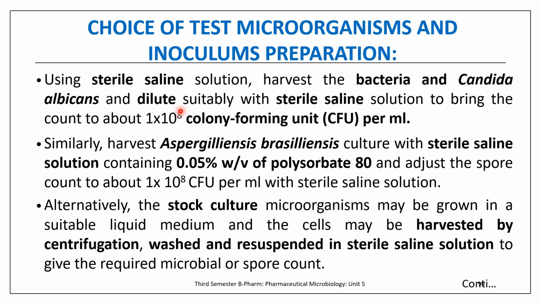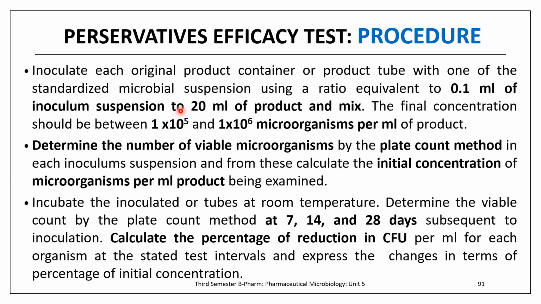So we have this inoculum suspension. We will add 0.1 ml of this inoculum suspension into 20 ml of the product. Depending on the volume of the container or volume of the product, this value will change. So this is the ratio: for 20 ml of the product, we have to add 0.1 ml. If our final product is a bottle of 20 ml volume, then we add 0.1 ml of inoculum to it.